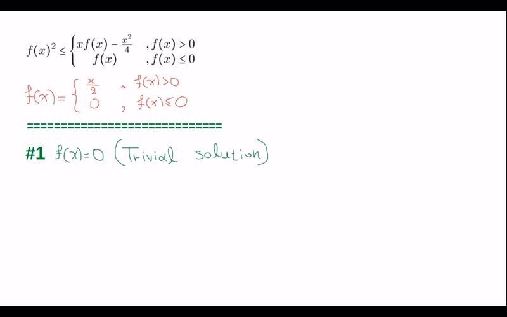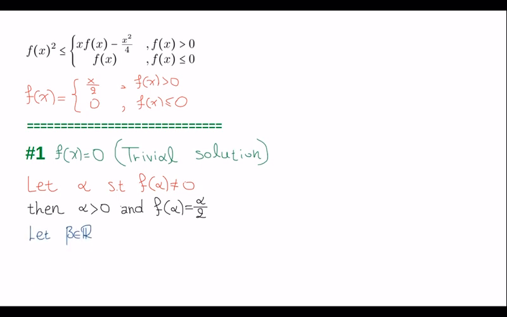We assume that there is a real number alpha for which f does not vanish. Based on the formula we found, alpha must be a positive number and f(alpha) must be equal to alpha over 2. We now consider a real number beta and distinguish cases. First case, if beta is less than or equal to 0, then the above formula gives f(beta) equals 0.